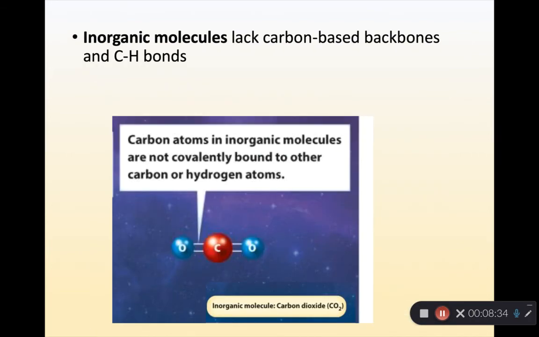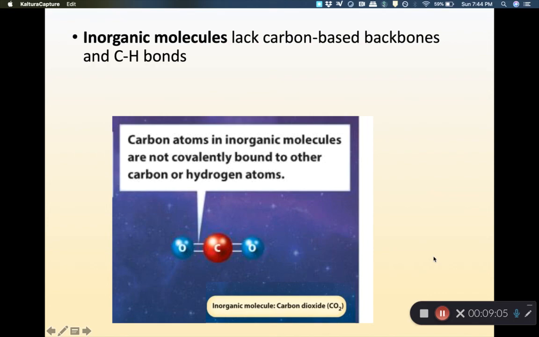Inorganic molecules, however, lack that carbon-based backbone and those carbon-hydrogen bonds. Here we just have carbon dioxide, which is carbon bonded only to oxygen atoms. So again, the difference between inorganic and organic molecules is that structural backbone and that carbon-hydrogen bond.